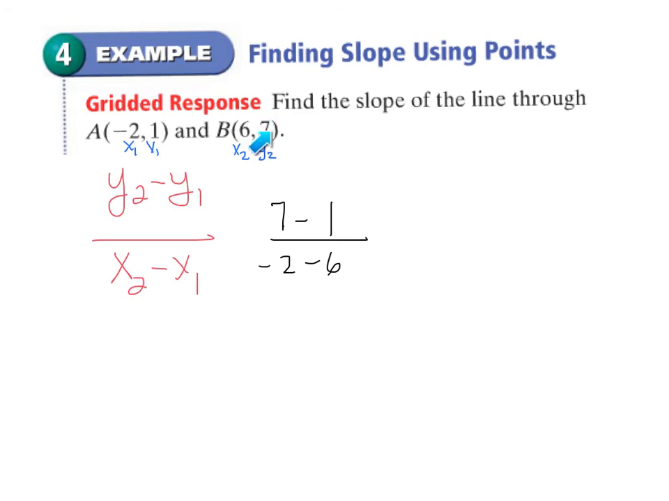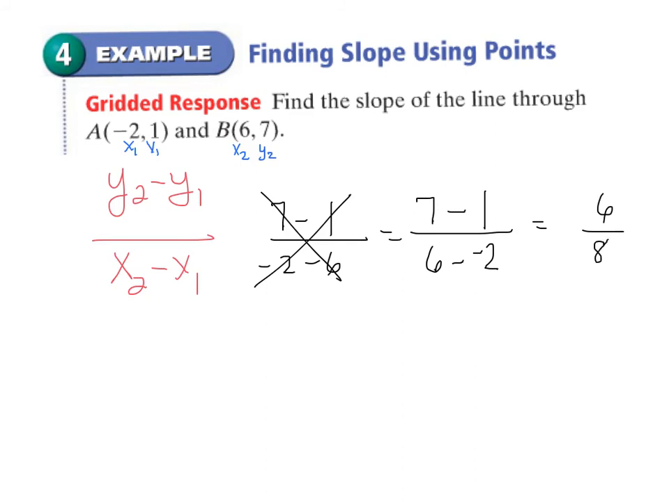Right here, on top, I started with the 7. And then on bottom, I started with the other ordered pair. You cannot do this. If I take y2, which is 7, minus y1, which is 1, I then have to start with the x2. 6 minus negative 2. That means I'd have 7 minus 1 is 6, 6 plus 2, which is 8. My slope is 6/8, which simplifies into 3/4.